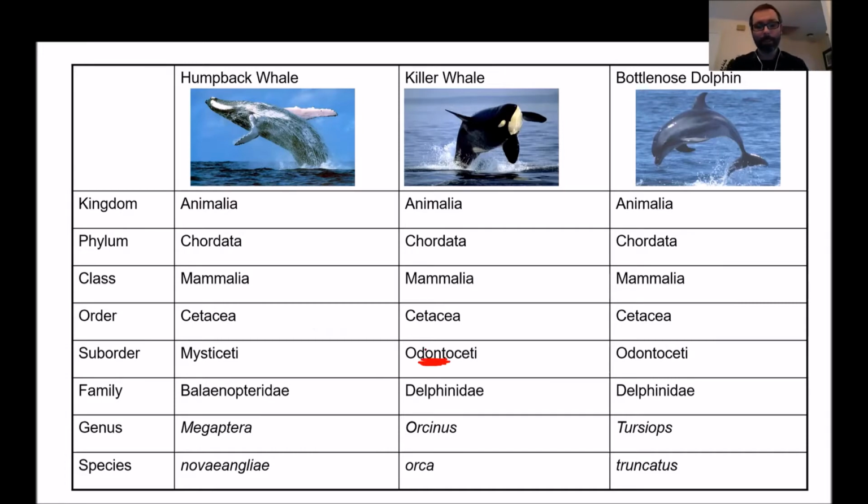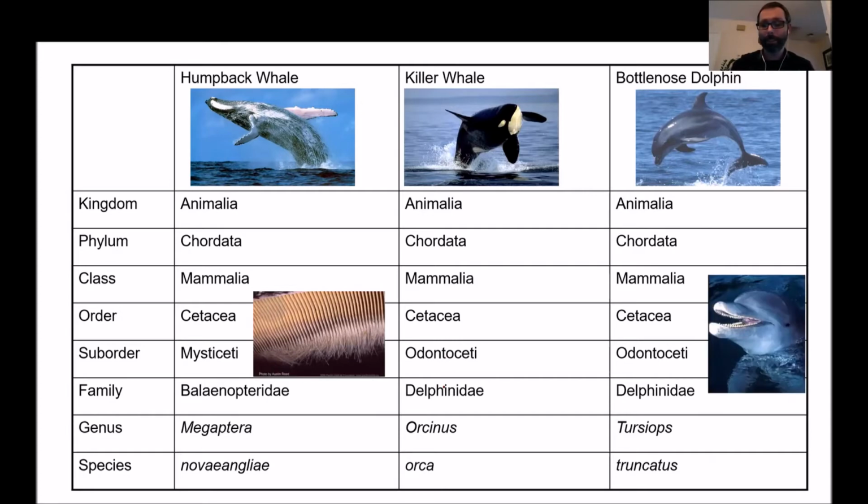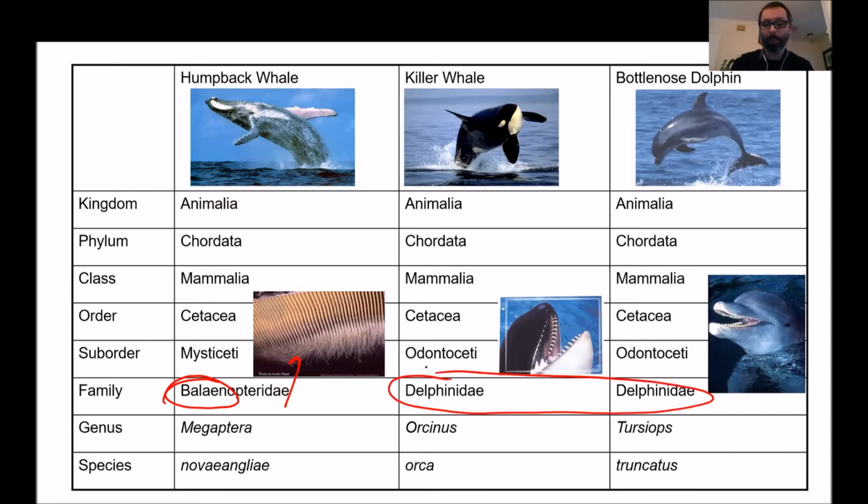The root here that says "odont" means tooth, like an orthodontist. A humpback whale does not have teeth. It has something called baleen, whereas the dolphin has teeth, and so does the killer whale. The killer whale doesn't have the same traits as the humpback whale. In fact, if you look at the next thing, the family, over here you have the baleen family. Those are the ones that have the baleen in their mouths. And then you have this group, which basically just means the dolphin group. The killer whale is literally in the dolphin group.